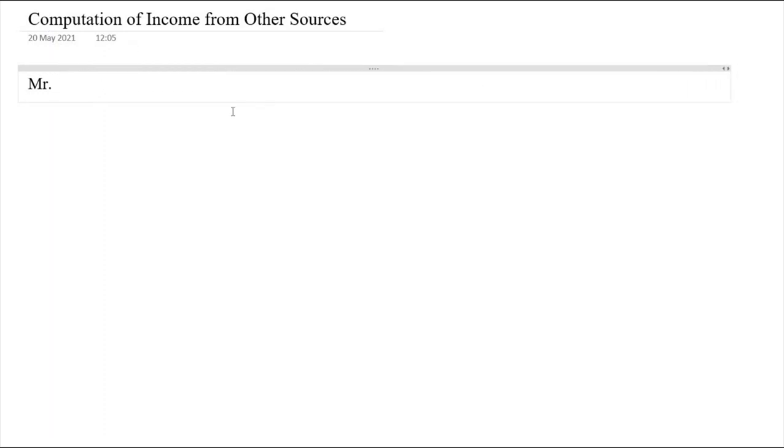This is an example on computation of income from other sources. The problem is as follows. Mr. Gururaj has furnished the following details of his incomes for the previous year 2019-20.